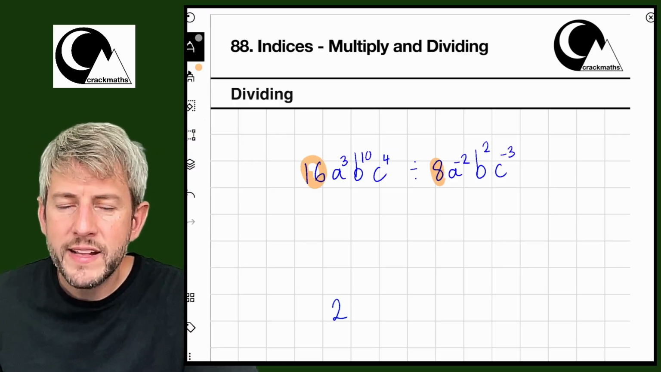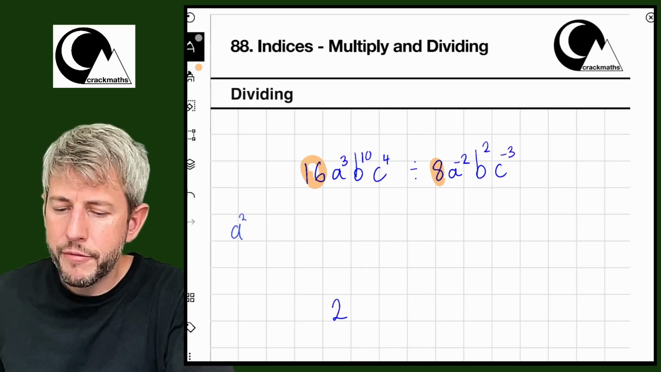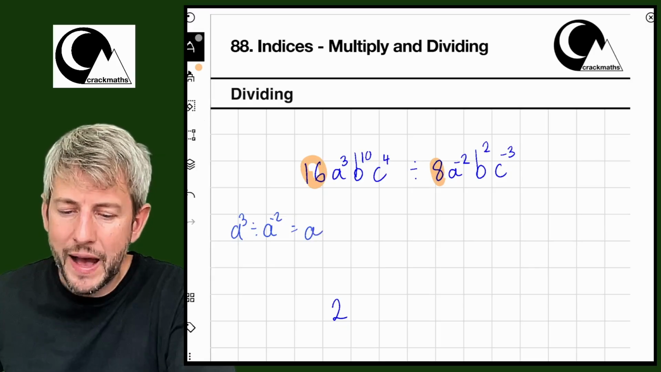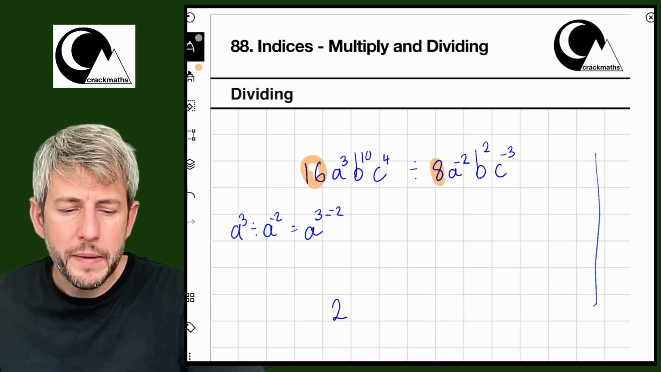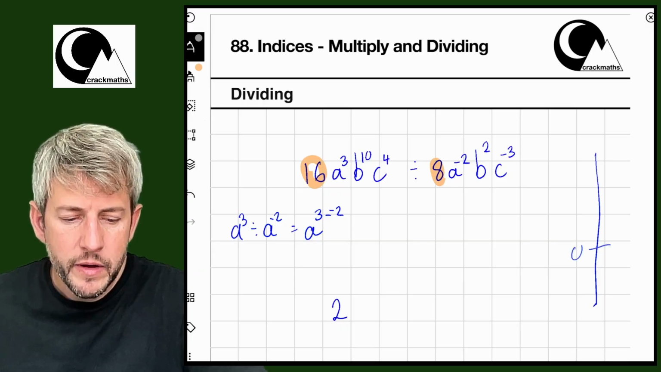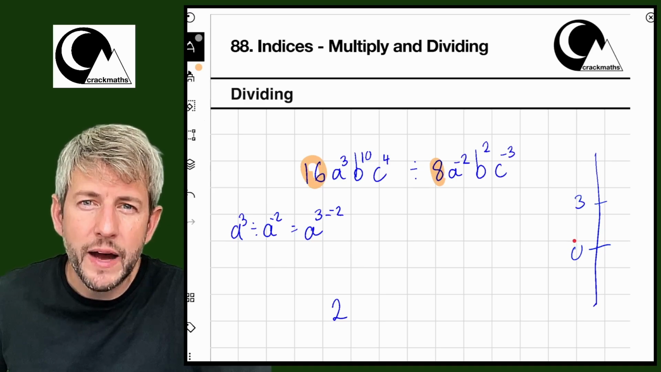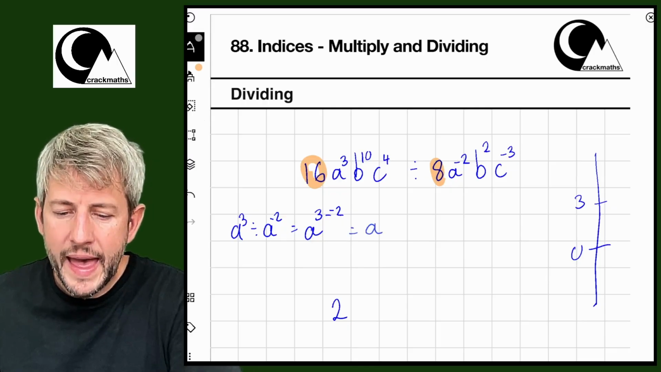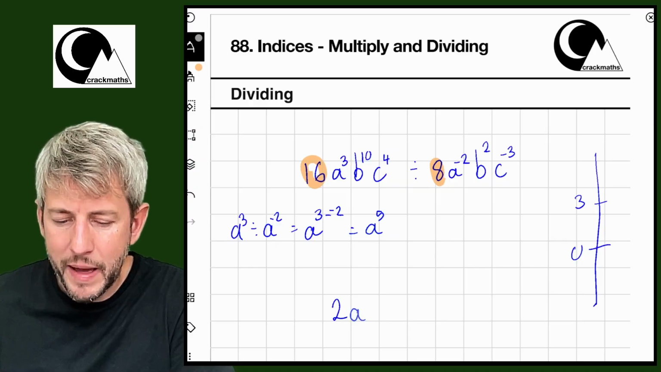I'll put this down here. And then we've got the a to the 3 divided by a to the negative 2. So a to the power of 3 divided by a to the negative 2. Well, that's going to be a to the power of 3 take away negative 2. Now remember, if we think about our number line, here's 0. If we're at 3, if we were taking away regular 2, we would go down, but we're taking away negative 2, so we're going to go up. So this is going to equal a to the power of 5. So I'll write that down here. So we get 2a to the power of 5.